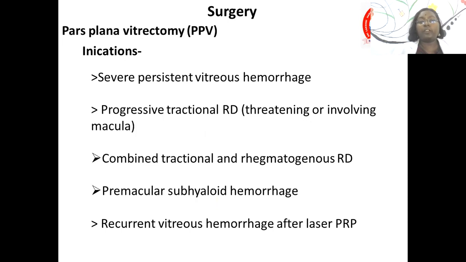The surgery includes pars plana vitrectomy. So when do we do pars plana vitrectomy? It is done in severe persistent vitreous hemorrhage, progressive tractional retinal detachment which is threatening or involving the macula, combined tractional and rhegmatogenous retinal detachment, and premacular subhyaloid hemorrhages. All these are vision-threatening situations. Also in recurrent vitreous hemorrhage after laser PRP, we can treat the patient with pars plana vitrectomy.